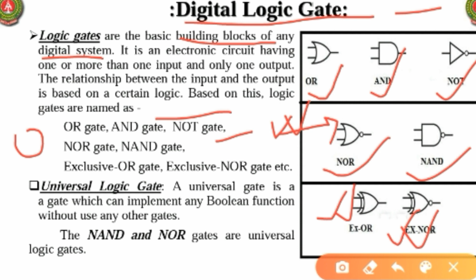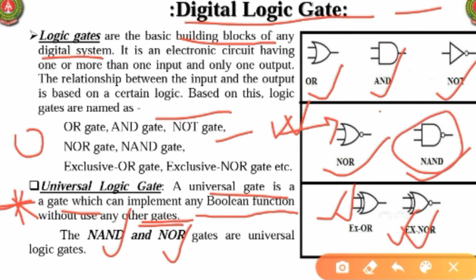Now the important concept is known as the universal logic gate. Universal logic gates are gates which can be implemented by Boolean function without the use of any other gate. So the NAND and NOR gates are known as the universal logic gates, which can be implemented by Boolean function without any use of other gates. Okay, so let's proceed to the truth tables.